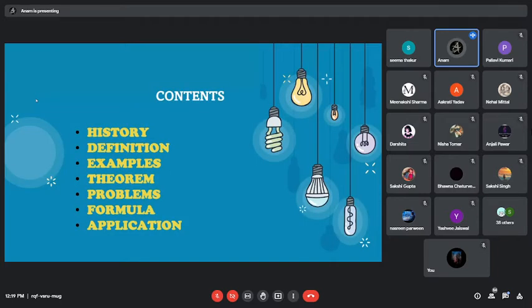This is the content of our presentation, in which we are going to discuss the history of Hamilton's path and circuit, its definition, examples, Dirac's theorem and Ore's theorem, problems based on Hamilton circuit, the formula to find the number of unique Hamilton circuits in a graph, and applications of Hamilton circuit.